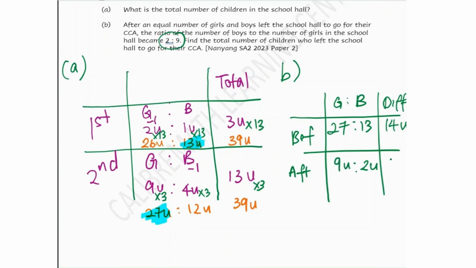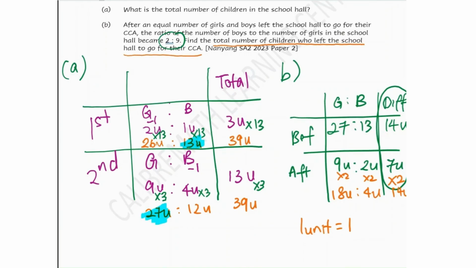And the difference will be 9 minus 2, which gives us 7 units. Since this is a "difference remains the same" question, we will need to make the difference the same. We can make the difference the same by multiplying the after ratio by 2. And this gives us 18 units to 4 units, difference 14 units. From part A, we found out that 1 unit is equivalent to 1 child. And the question wants you to find the total number of children who left the school hall to go for their CCA. So we can find that for the number of girls by comparing the before and after ratio. We use 27 units to take away the 18 units, and that gives us 9 units.